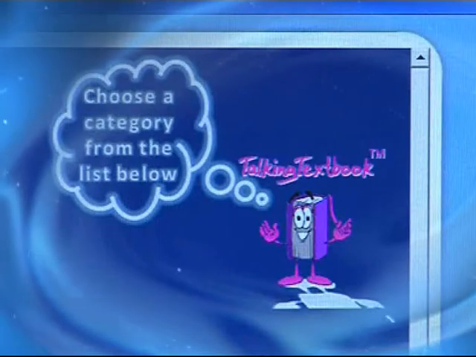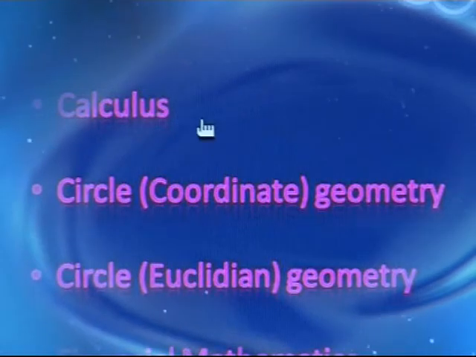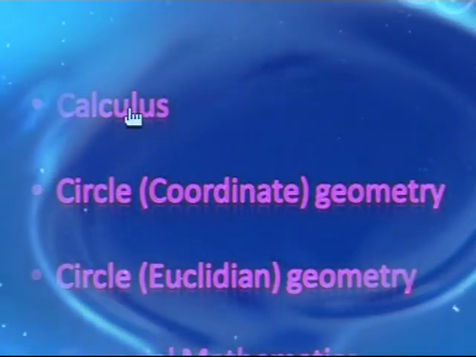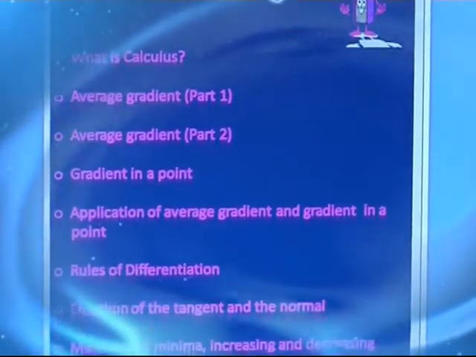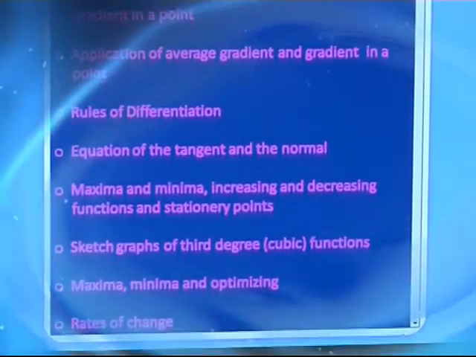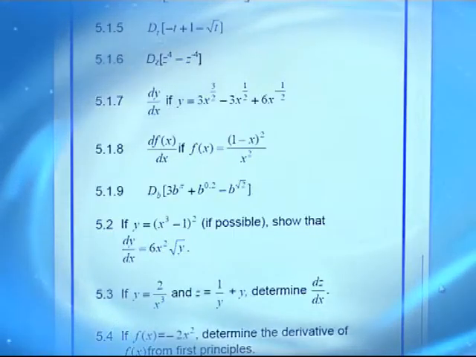In a typical textbook, you'll start by going to the first page, page 1. You'll get your index and you'll see calculus, circle geometry, financial mathematics, functions and relations, linear programming, the whole range. Choose one. Then you'll get all the chapters relating to that topic. What is calculus? Average gradient, gradient in a point, rules of differentiation.